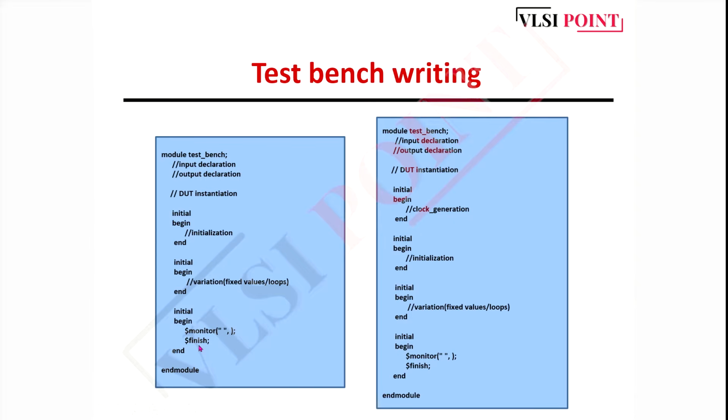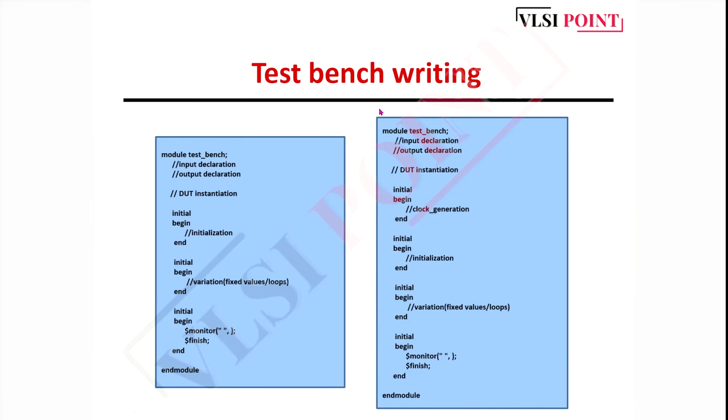Along with that, if you are using EDA Playground, then $dumpfile and $dumpvars. These two commands you can use here in the third initial block. So you can see if you are following this pattern, then nothing will be skipped and you are writing in a very proper format. First initialization, then variation, then you have to monitor all those values. If you are writing a test bench for a sequential circuit, then a clock generation part should be there. So take one more initial block for clock generation.